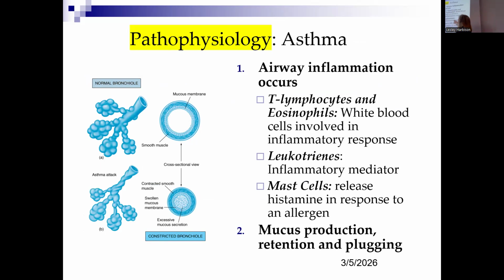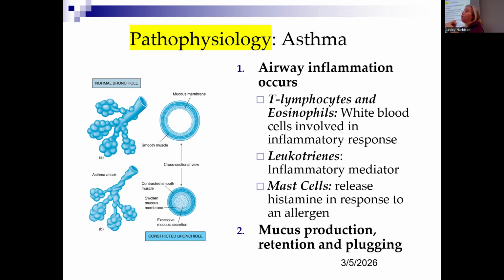And then there's leukotrienes as well. They're inflammatory mediators. There's the mast cells. They're going to release the histamine in response to allergens. And then there's mucus production, retention, and plugging. That is when the mucus stays down deep in the lungs and basically does exactly what plugging means, it plugs it up. It's hard to get it out.